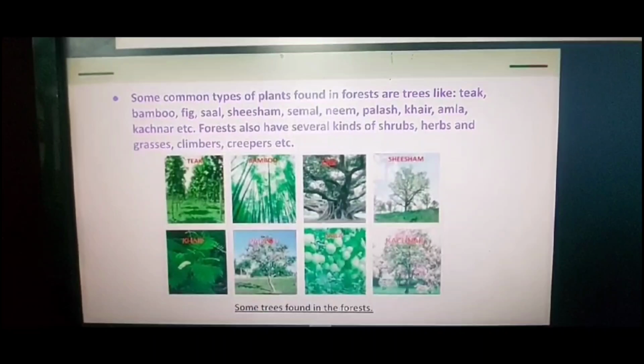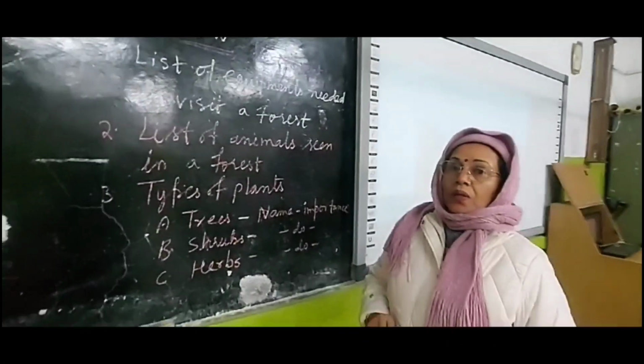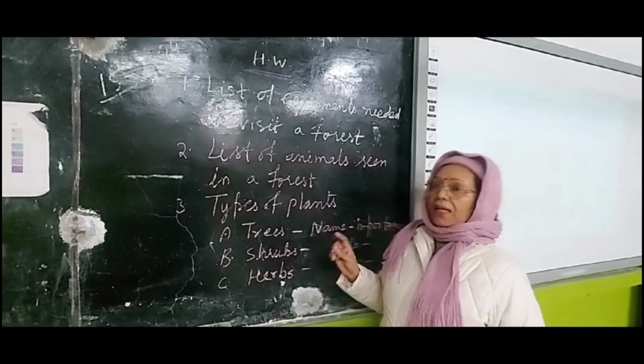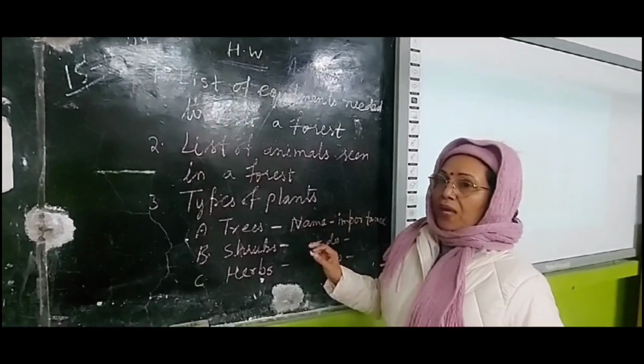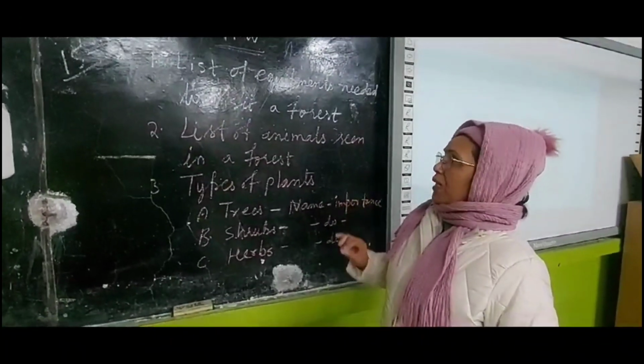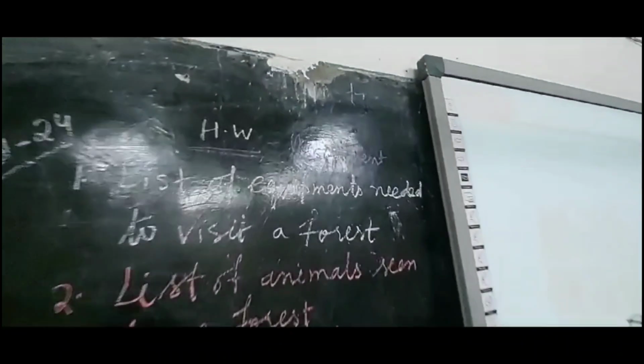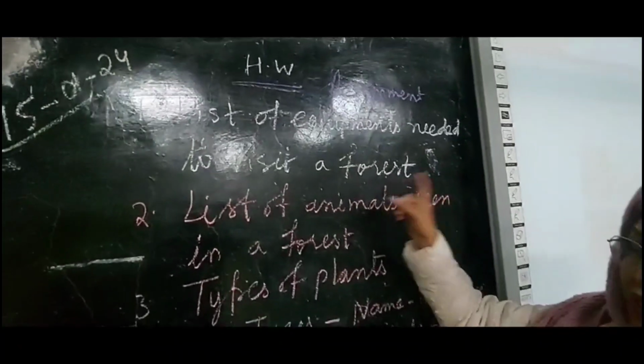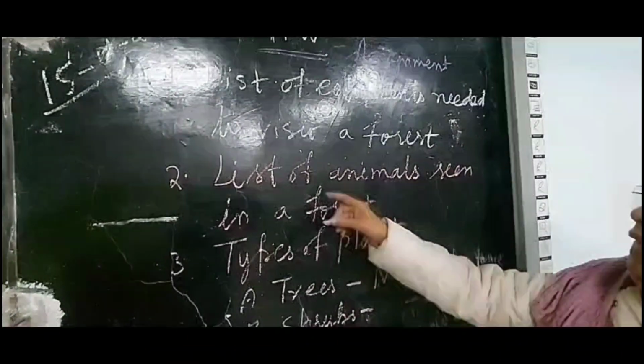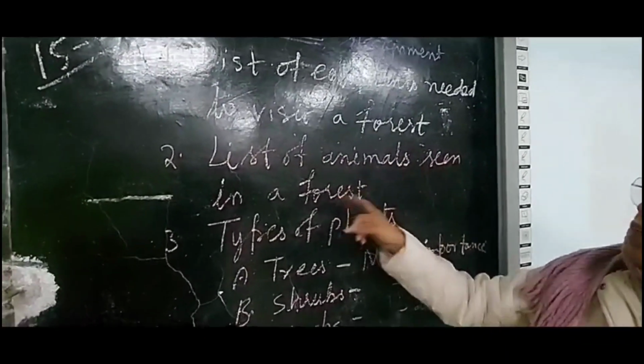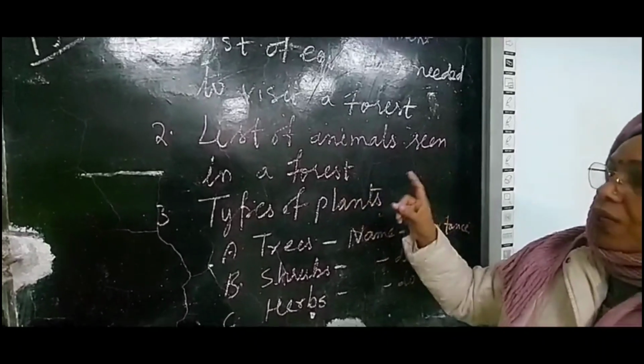Now, coming to the homework part. So finally, what have we learned today? It will be in the form of homework or your assignment. So it is basically three things. Number one is a list of equipment needed to visit a forest. That will be the first one. Second is a list of animals seen in a forest that you normally see.